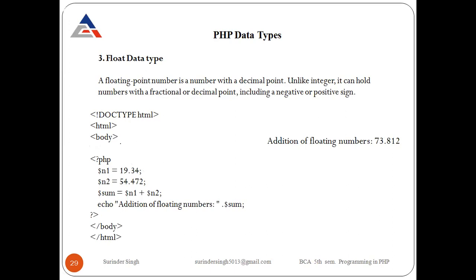This is another example. Here we have floating values. We have two variables, n1 and n2, and we are adding them and storing the result in another variable. And here we are printing the addition. You can see the output here.